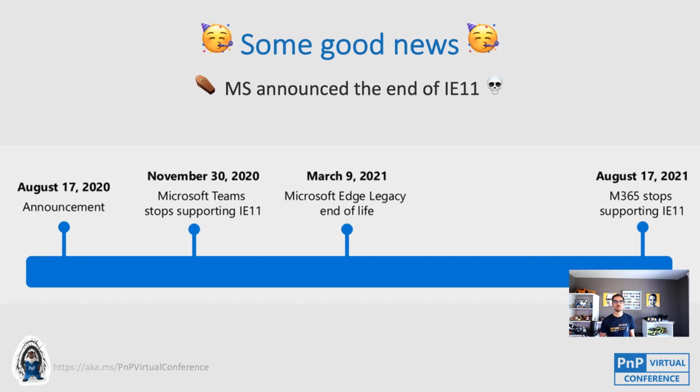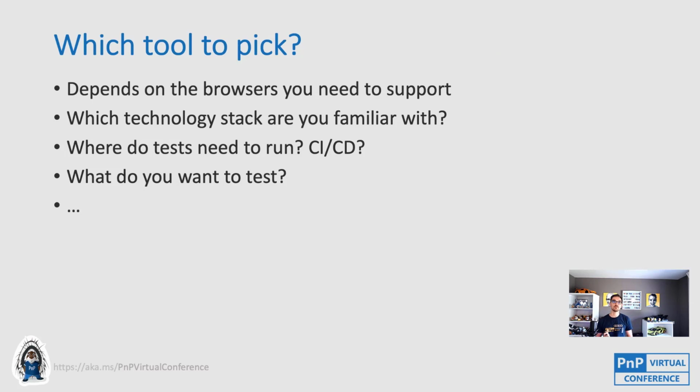And if you're going to test your solutions, there's some good news. Microsoft finally announced that there's an end date for IE 11. Next year, August 17, Microsoft 365 should stop supporting IE 11, which is great. Why? Because that's one of the things that depends on which tool you're going to pick. Selenium can be used to test out IE 11. Still, it's very hard to do, but it can.